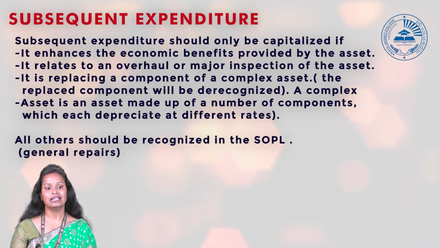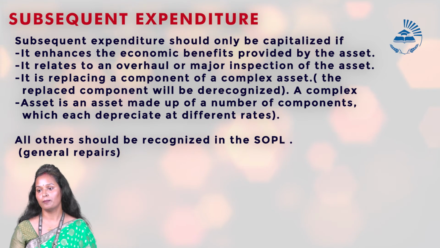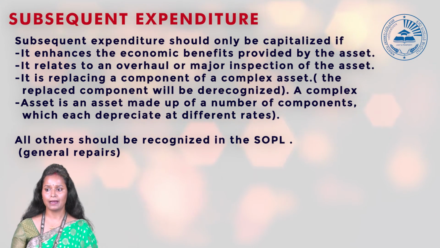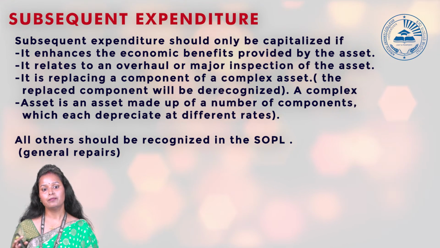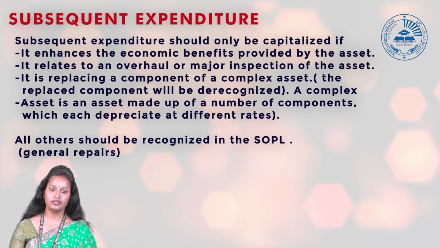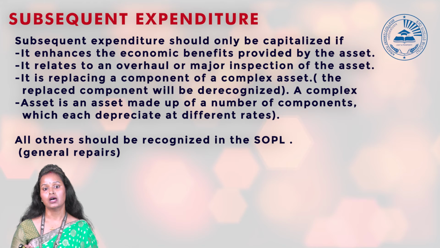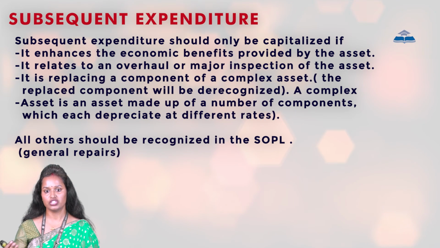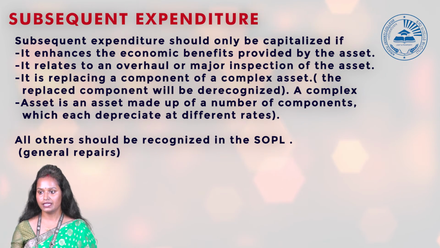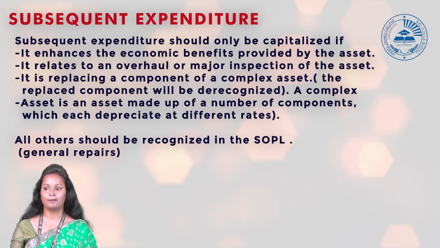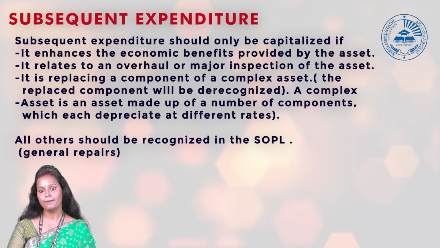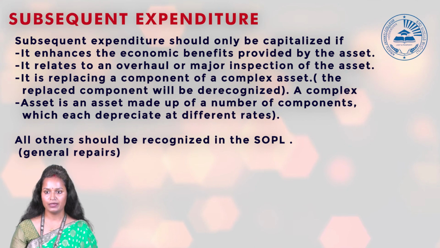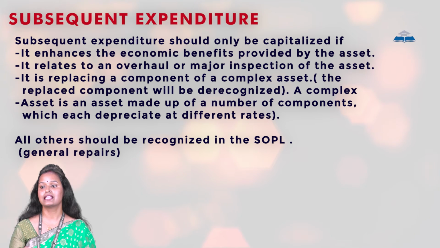Then next is replacing a component of a complex asset. Just as an example, say you have a big plant. As we know, if plants are very big, it is not necessary that every year the whole plant will change. If some part of that particular plant is damaged, in that case we can replace only that particular part.